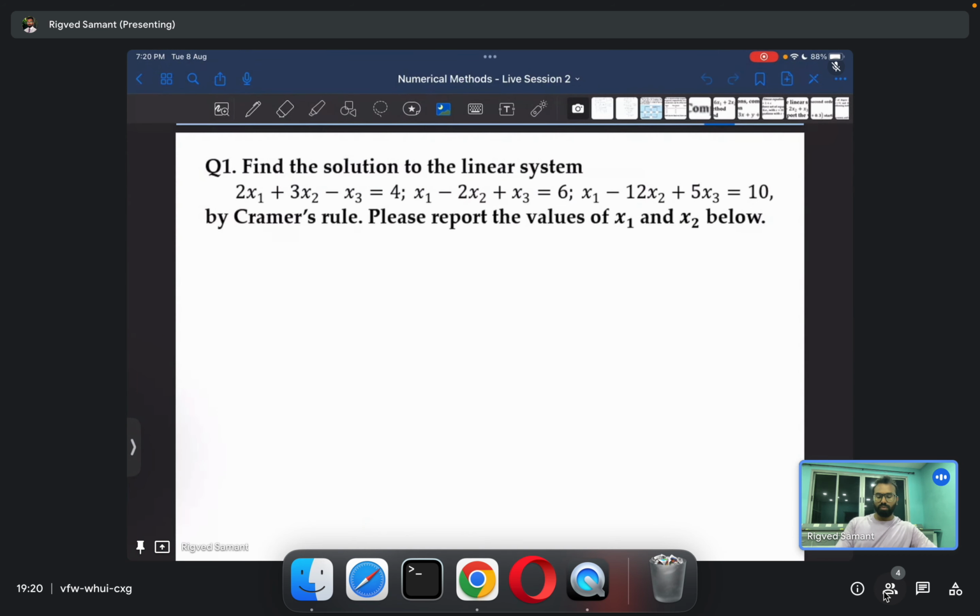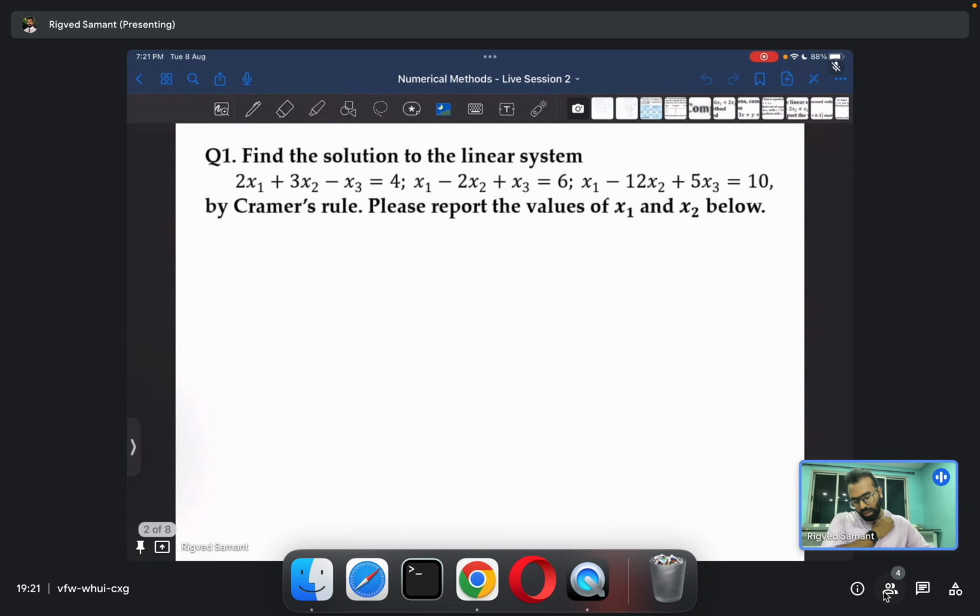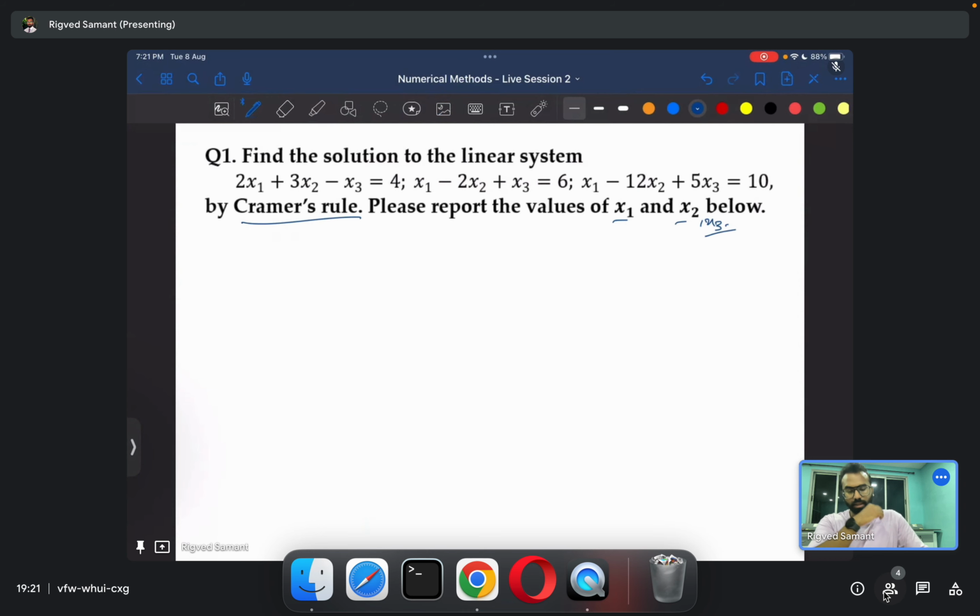So the first problem was: find the solution of the linear system by Cramer's rule. So by Cramer's rule, please report the values of x1 and x2. You have to tell the values of all three. So can anybody tell me how to go about this one? You have to reduce it to 0 1 by 1. No, they have said explicitly it should be by Cramer's rule, right?